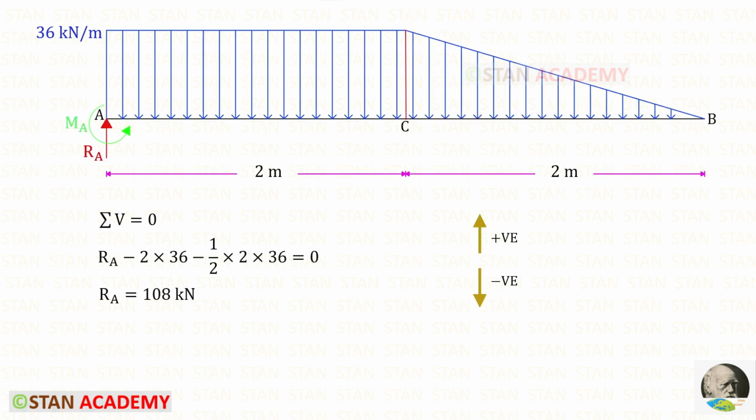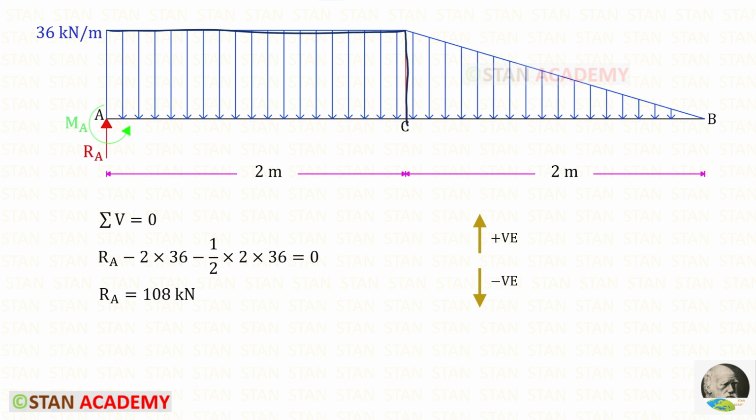Let us split the UDL and UVL by this line. By using this rule, we can find RA. RA is acting upwards, so it will be positive. The UDL and UVL are acting downwards, so both of them are negative. For both of them, the total load will be the area.